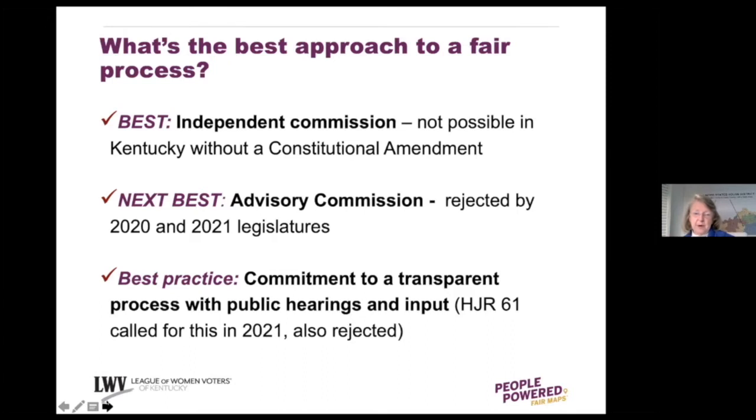And then the best practice, since the advisory commission was rejected, is public hearings and public input. We proposed House Joint Resolution 61. That too was rejected. That would have called for public hearings, meetings across the state, and plenty of opportunity for the public to comment and have input before the voting happened on the maps.